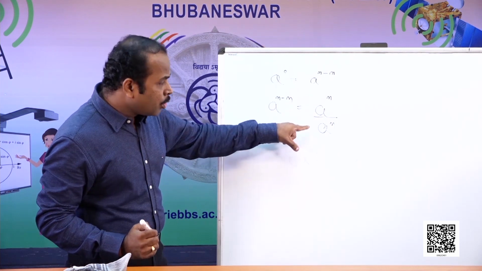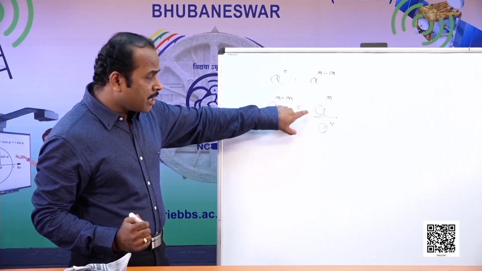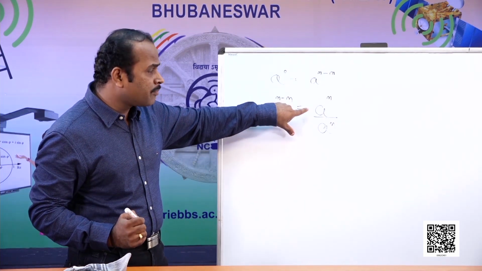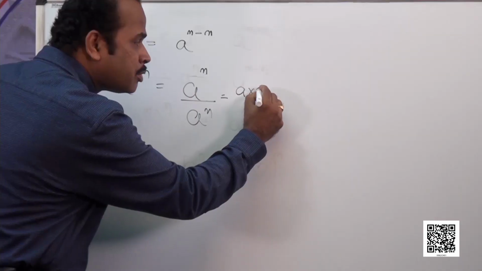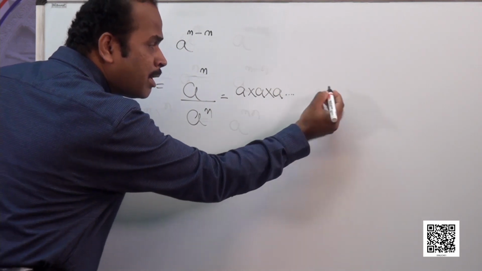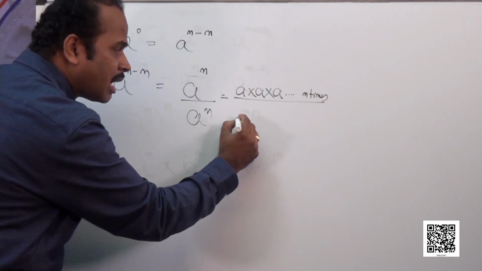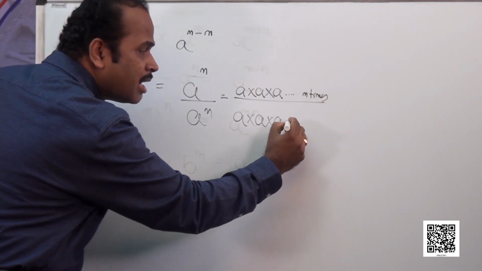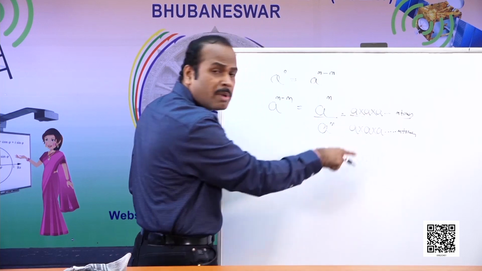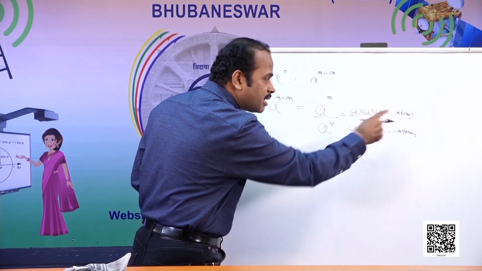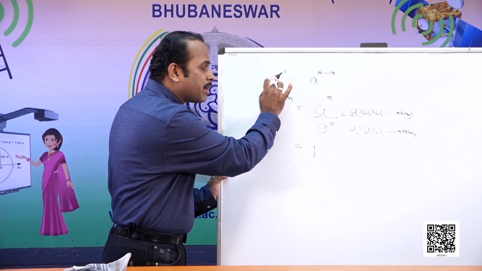Looking at this expression, we can understand that in this rational expression, in the numerator and denominator, both have the same number of a's multiplied. If I expand, you will find it is a into a into a, m number of times multiplied. Similarly, in the denominator, it is a into a into a, also m times multiplied. All these factors are the same in the numerator and denominator, so you can cancel all these factors and you will find finally it is 1. So finally what I get is a to the power 0 equal to 1.